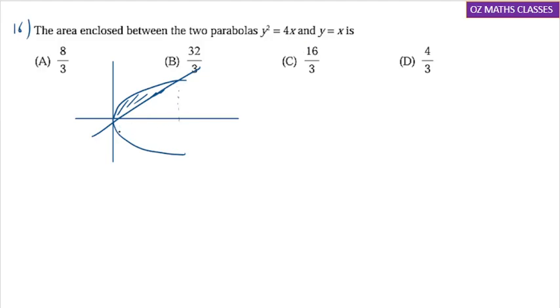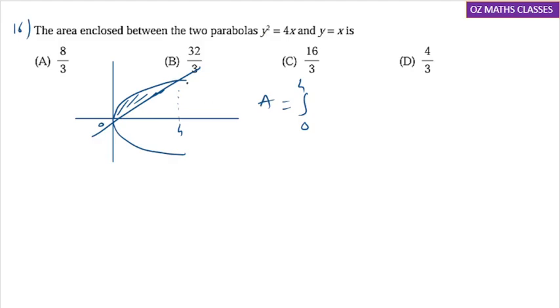So again use the same trick. First we need the point of intersection. So first solve this. Here you will get 0 to 4. If you solve both, here I can easily see x square equal to 4x, x equal to 0 and x equal to 4. So the limit will be 0 to 4. If you solve both the equations, put y equal to x here, then you will get x equal to 0 and x equal to 4. So the limit will be from 0 to 4.